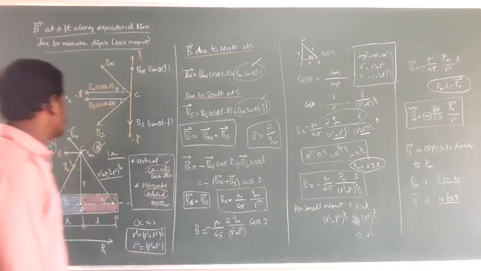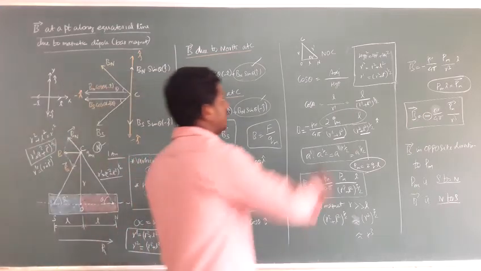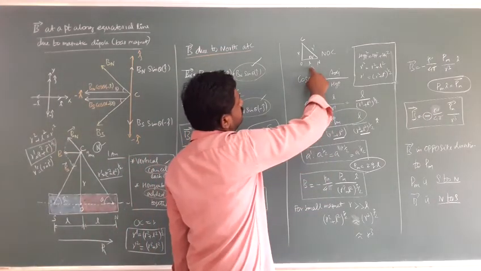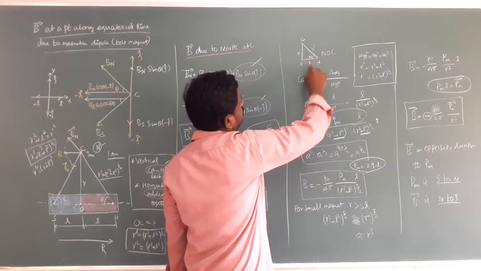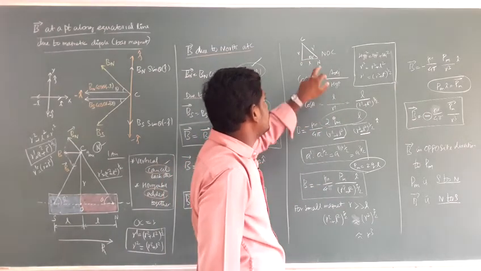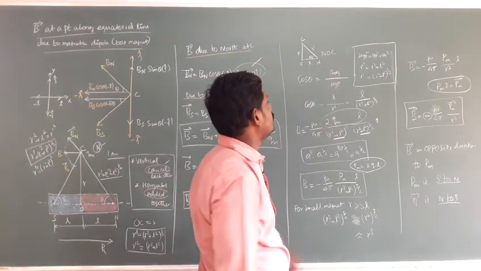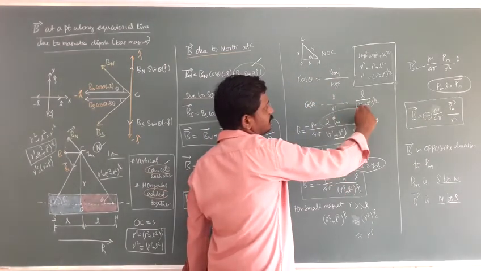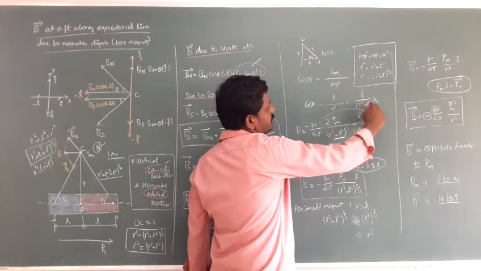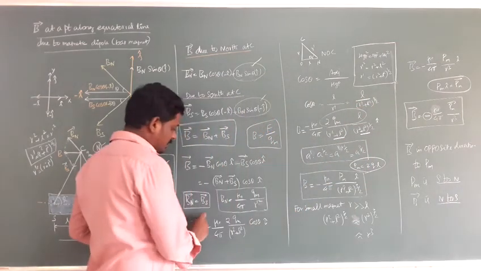In triangle NOC, we have the base, that is adjacent, then opposite, and hypotenuse. So cos theta equals adjacent by hypotenuse. The adjacent side is L, and the hypotenuse is R dash, so cos theta is L by R dash. R dash equals (R squared plus L square) power 1 by 2. So just substitute in the magnetic field B.